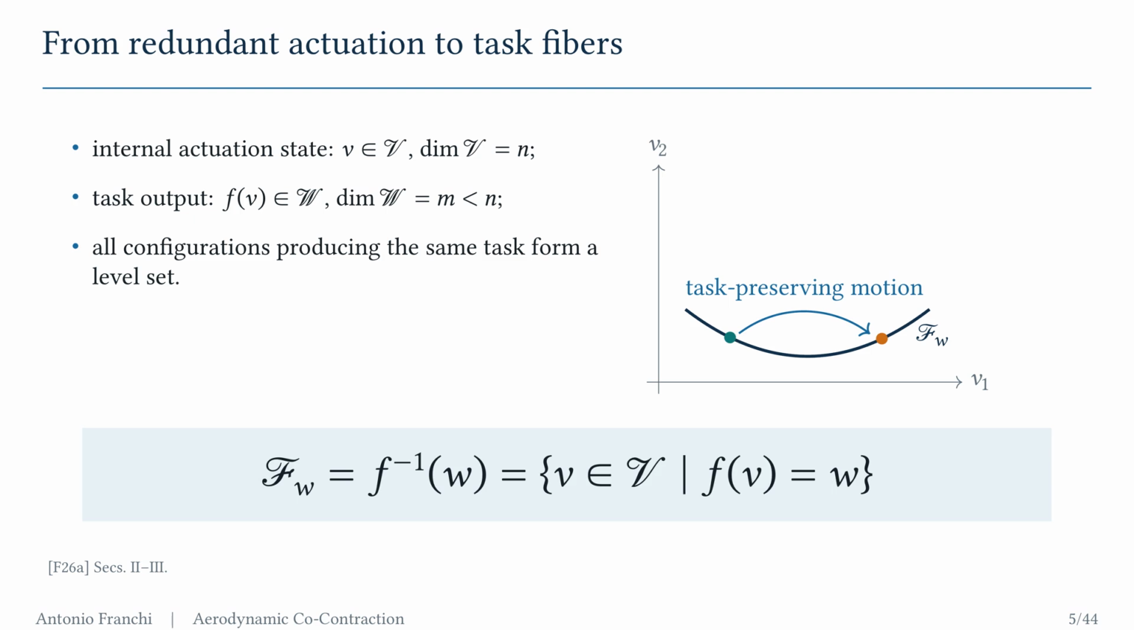Let V denote the internal actuation state space and W the task space. The map F assigns a task value to each internal state. For a prescribed task W, the inverse image shown in the main equation is the fiber F_W, all the internal states V such that F(V) equals W. Because the actuation is redundant, this set generally has positive dimension. Motion along the fiber changes the internal state without changing the task.